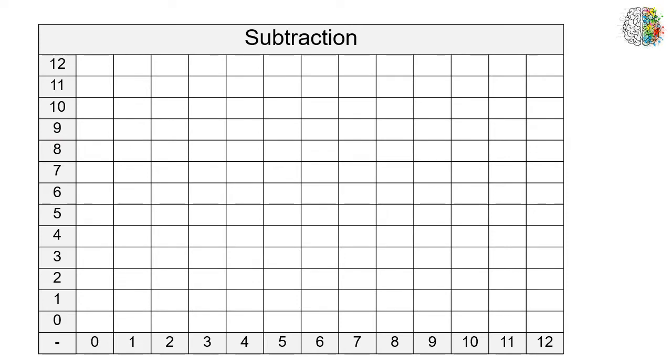Subtraction is going to work the same way. So let's go ahead and let's do our 9's. So if I wanted to do 9 minus 0, that would be 9. 9 minus 1 is 8. 9 minus 2 is 7. 9 minus 3 is 6. 9 minus 4 is 5. 9 minus 5 is 4. 9 minus 6 is 3. 9 minus 7 is 2. 9 minus 8 is 1. 9 minus 9 is 0.